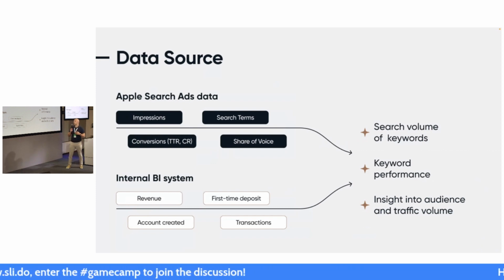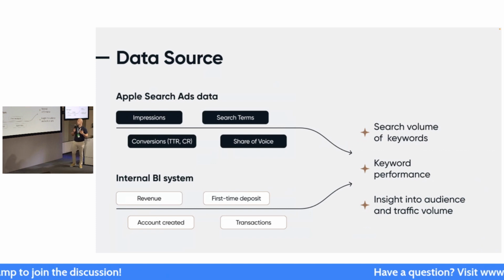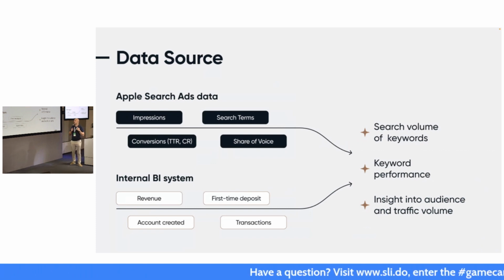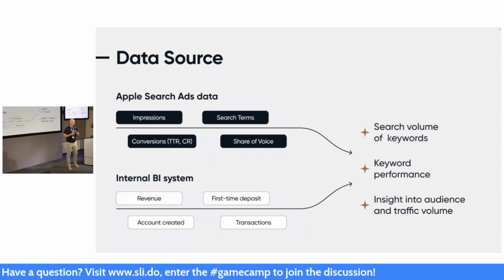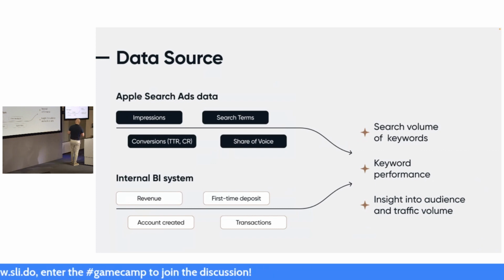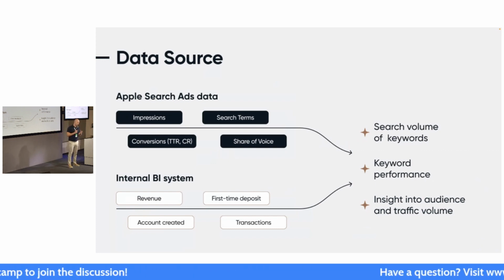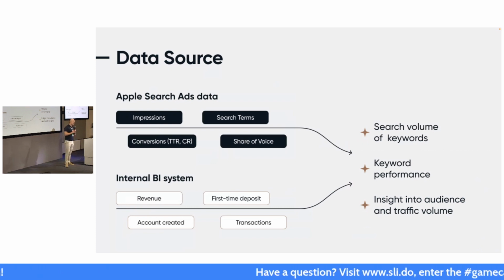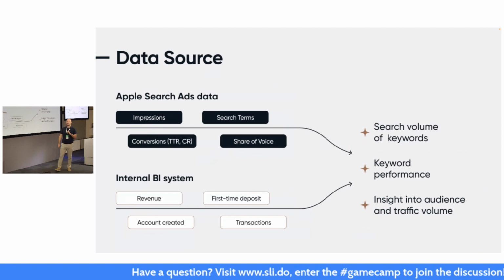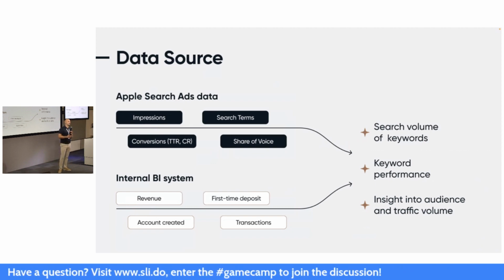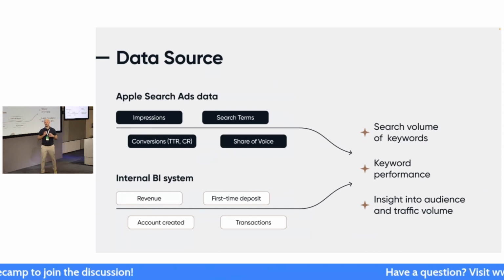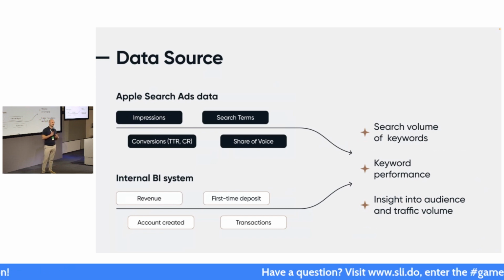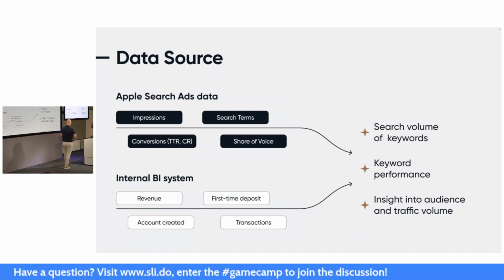Here you can see that from Apple Search Ads we've got impressions, search terms, conversions, share of voice, and other data. Also, we've got data from our internal BI system, and we've got insights about search volume of keywords, keyword performance, desired audience and traffic volume. These data help us to understand, and for me the important one is data about keyword conversions. Why? Because we understand the value of keywords, and we prioritize these keywords in metadata.